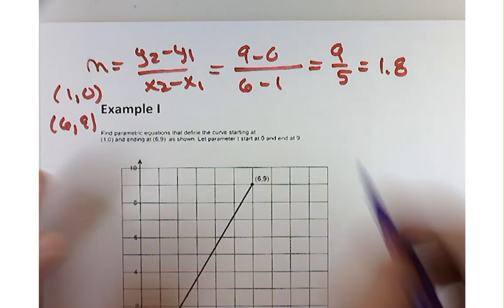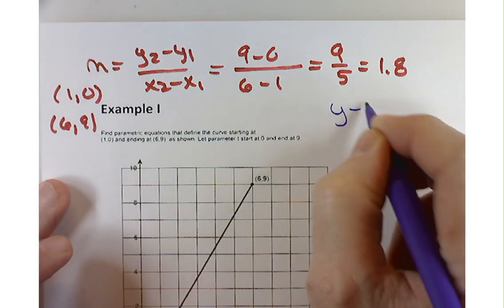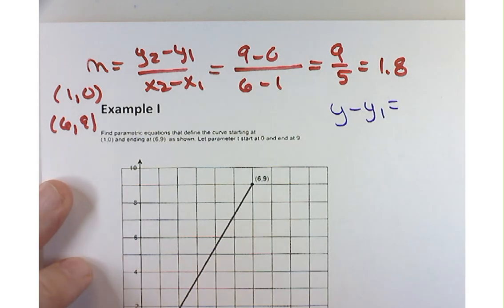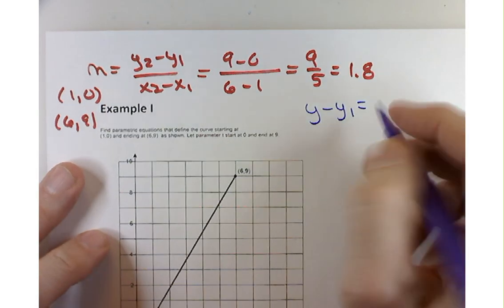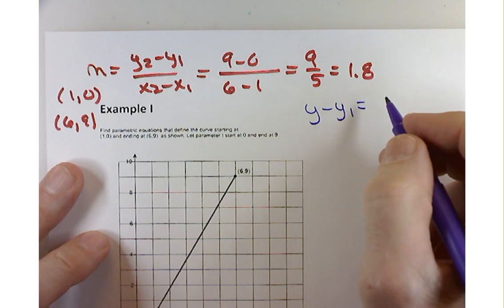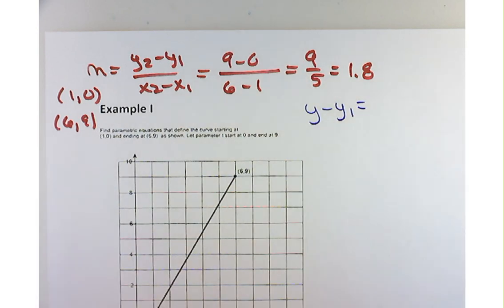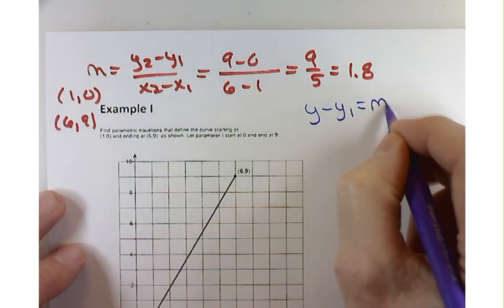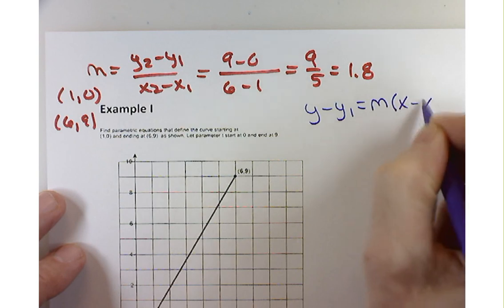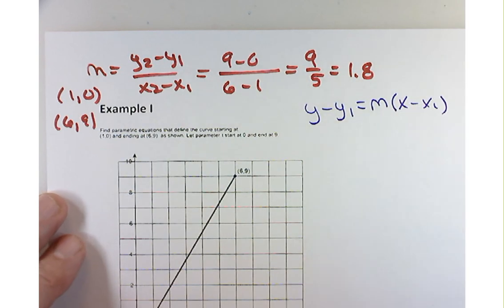Well, you might need this one. y minus y1. Anyone remember this one? Come on, a few of you should. How about somebody on Zoom land? What's the rest of it? Equals what? Just unmute yourself. Equals m times x minus x1. That's the point slope version of the equation of a line.